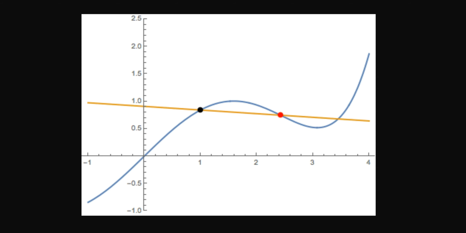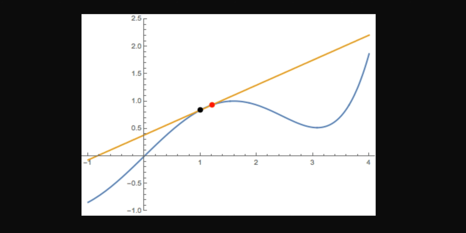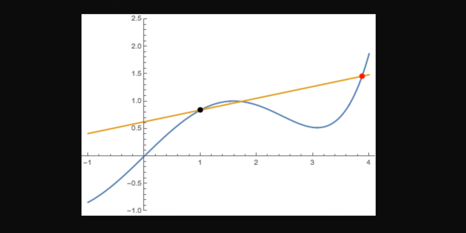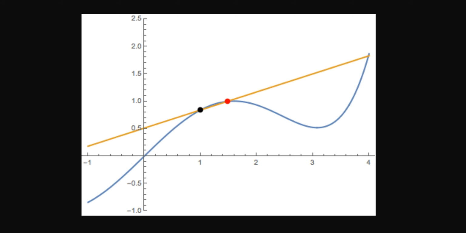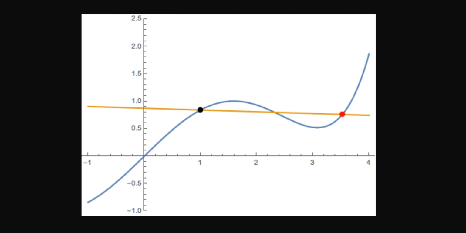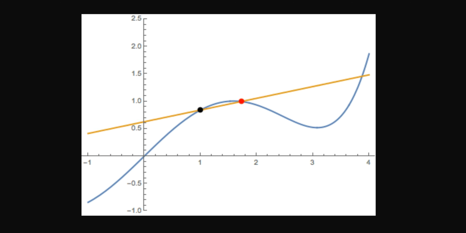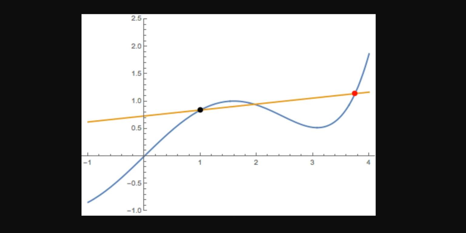Okay, so what we have here is the black dot would be point P, the red dot would be point Q, and you can see the secant line between them. Point Q, the red dot, is moving closer and closer to point P, and once it gets right on top of it, the distance is 0, and that is the tangent line at point P. So it's a secant line all the way until the distance is converging to 0, and once it gets right on top of it, the secant line becomes the tangent line at point P.